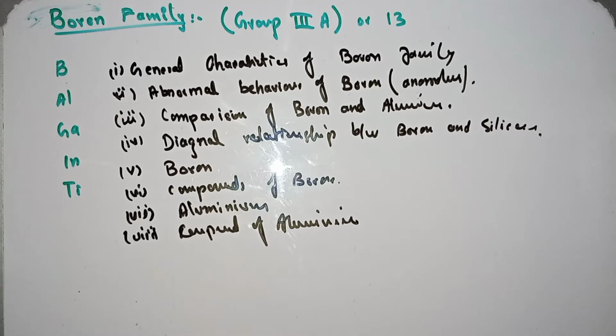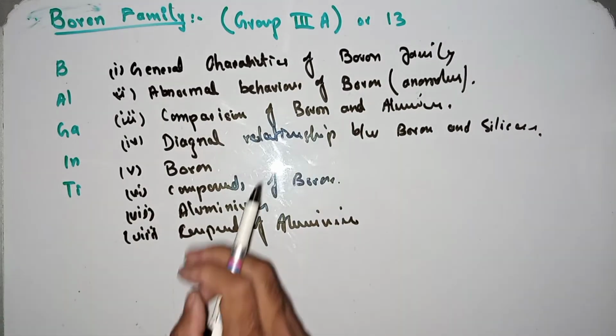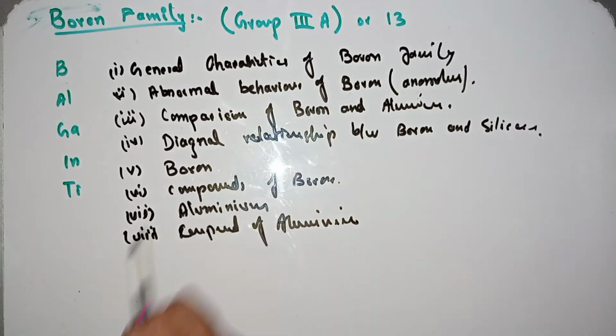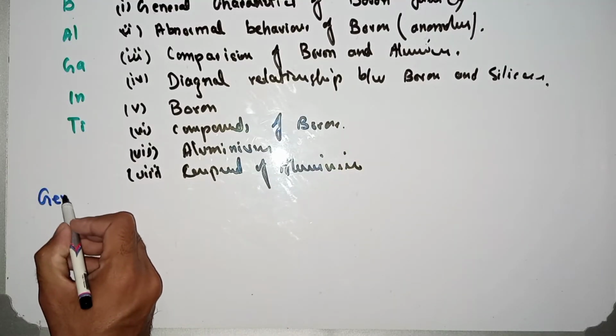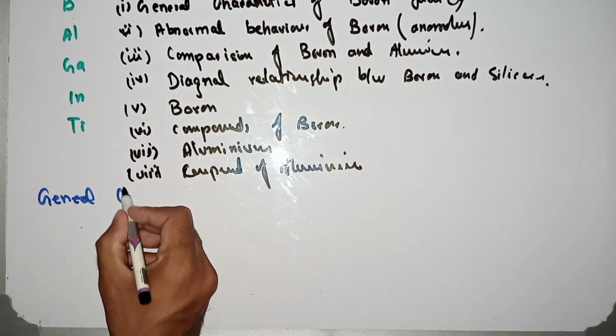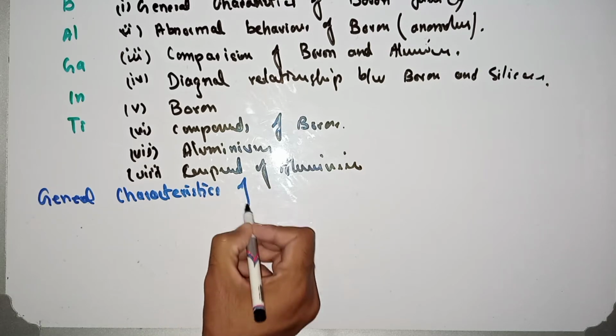So in this class, we will discuss the general characteristics of the boron family. There are up to 10 or 12 different general characteristics of the boron family. Today we will discuss a few of them, and a few of them we will discuss in the next lecture. Okay, let's start the topic. General characteristics of the boron family.